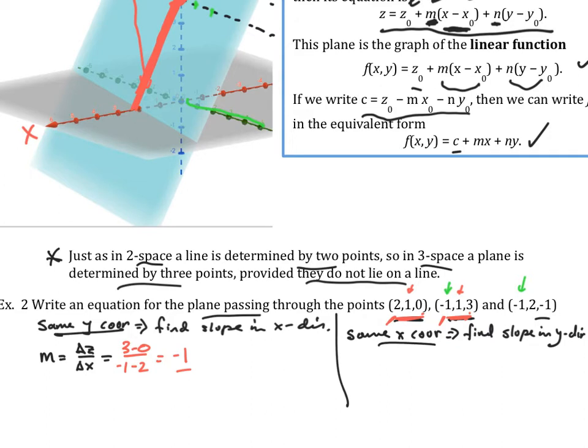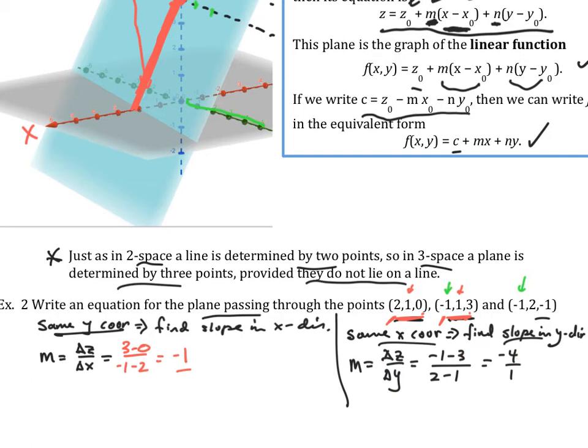Similarly, if I have the same x coordinate, I can find the slope in the y direction. Why don't you pause this and try that one? So I ended up getting a value -1 minus 3, so I get the -1 minus 3, and then over 2 minus 1, so 2 minus 1, because the x values are fixed. Same thing, so then I can just break this down like this.